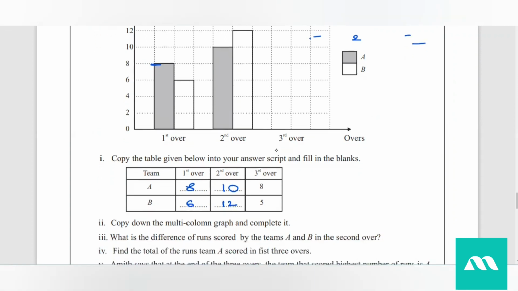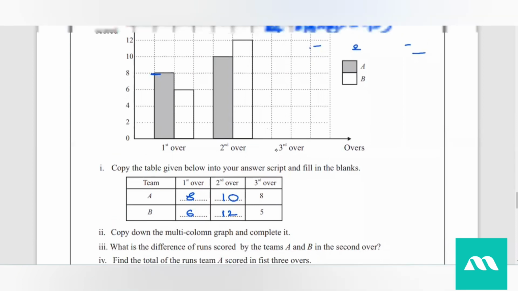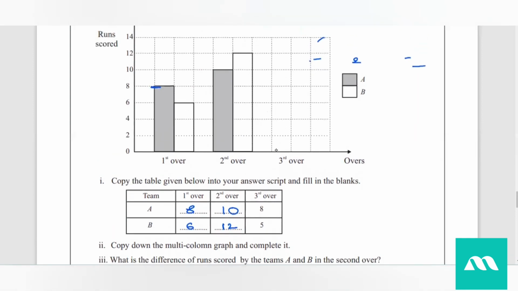Okay. Copy down the multi-column graph and complete it. Then A column in the third one, it is 8. That means it should be drawn in this way. And B group, it is 1. And you have to shade this one. It is 5. 5 means it is in this half, in between 6 and 4. No need to color it.